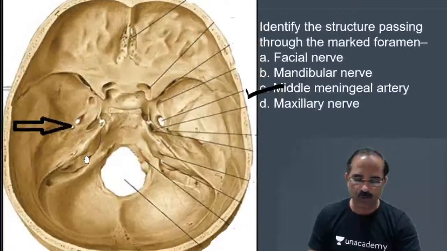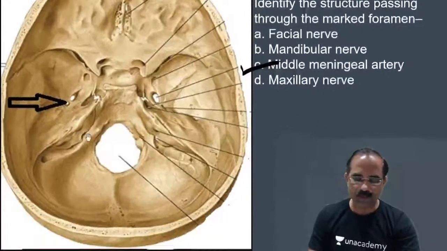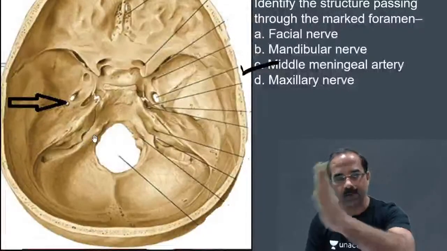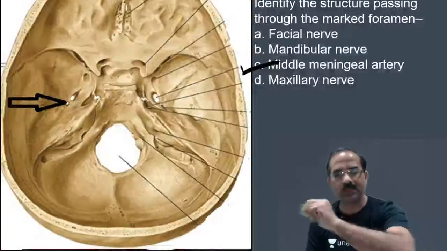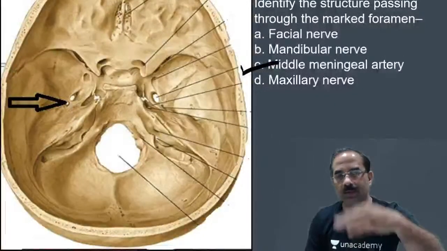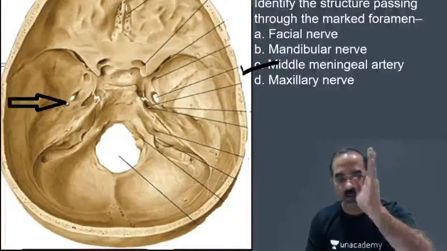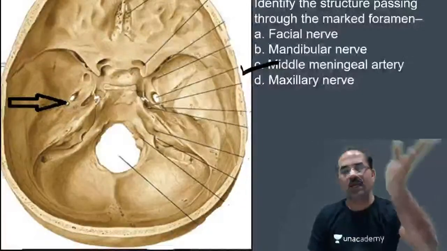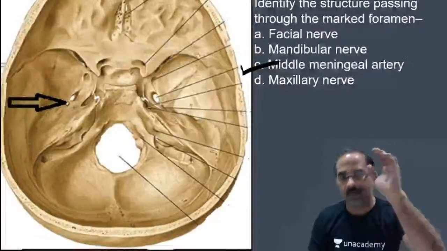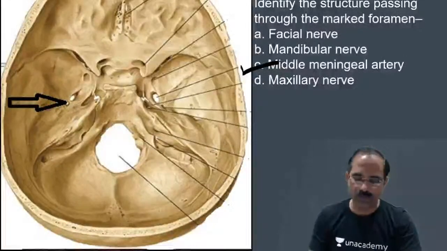That's the jugular foramen. And what passes through the jugular foramen? You know now, 3 compartments: anterior, middle, posterior. Through the anterior compartment passes the inferior petrosal sinus. Through the middle compartment go the 9th, 10th and 11th cranial nerves. And through the posterior compartment goes the sigmoid sinus.